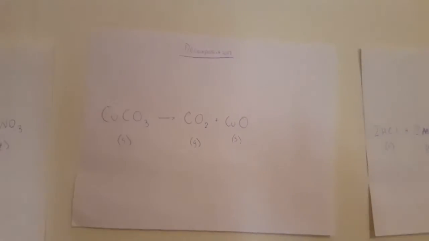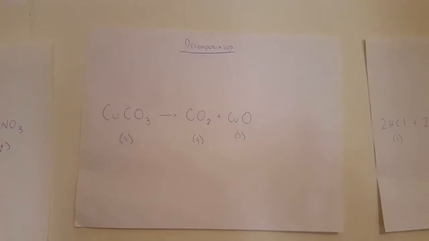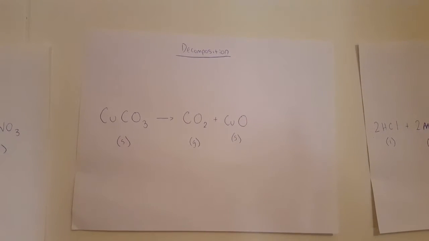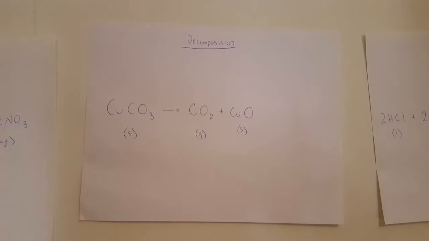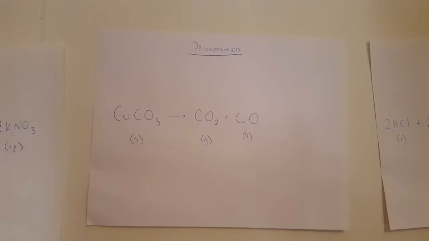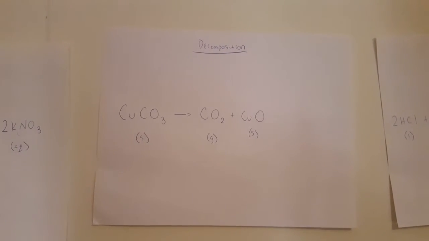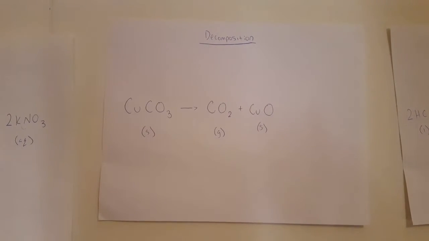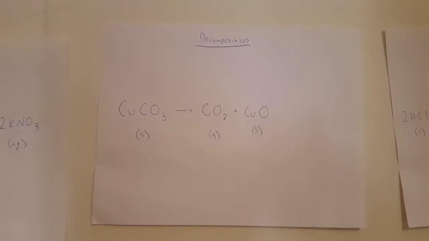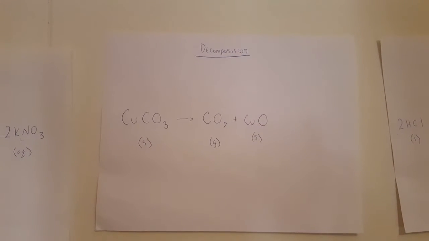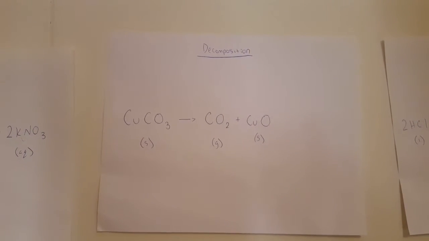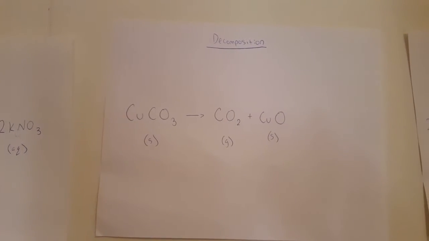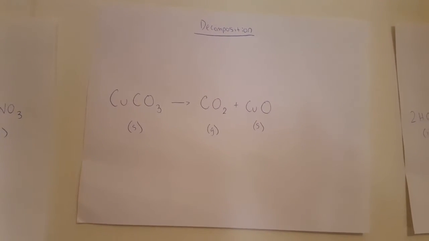The second reaction is decomposition. Decomposition is when you start off with a single reactant or a compound and it gives you two products. The reaction starts off with CuCO3, which is solid because it is an ionic compound in its solid form. The first product, CO2, is a gas because in nature it appears in a gaseous state. The second product, CuO, is a solid because it is an ionic compound in its solid state.